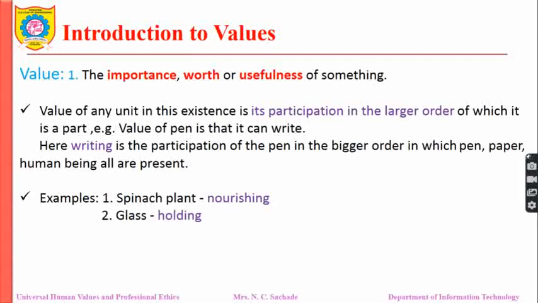Then I found the next object, a glass. So what is its purpose? I understood glass is there to hold some liquid. So holding is the participation of the glass in the bigger order in which glass, water, human being all are present. The third example, I am working on a laptop, so I thought, what is its value? So creating is the participation of the laptop in the bigger order in which laptop, electricity, charger, headphones, human being all are present.